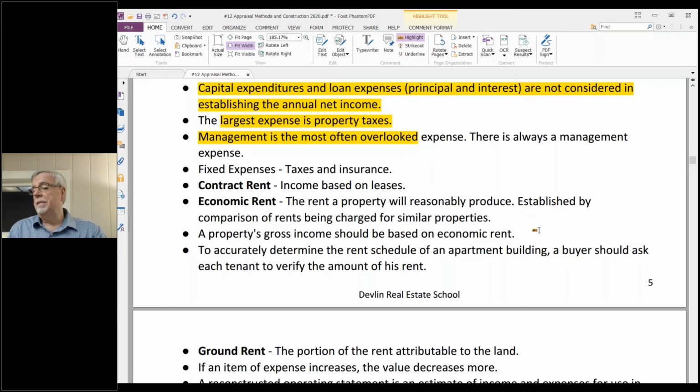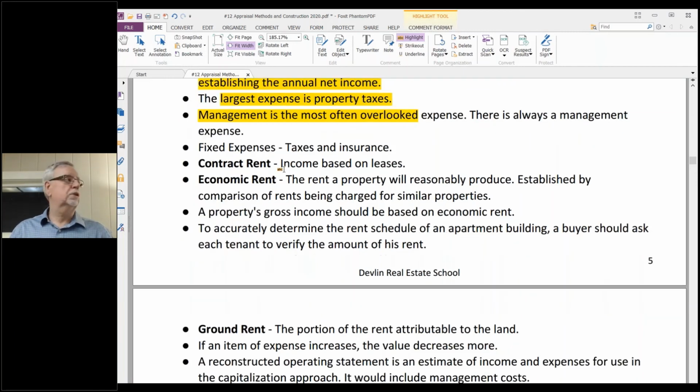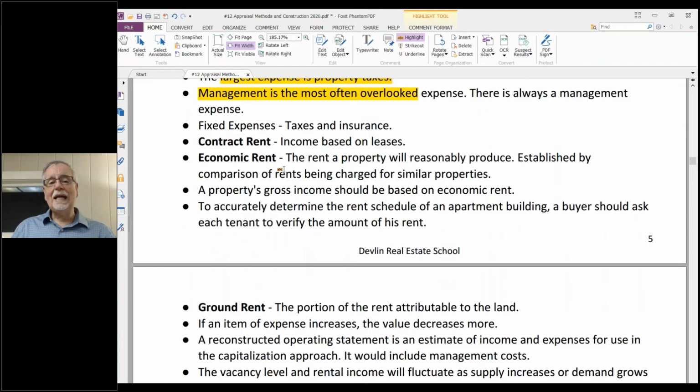Because I might be able to get a job and do something with my time. My time is worth something, right? If I had to hire somebody, what would I have to pay them? That's really the management expense. Fixed expenses are taxes and insurance. I already covered that. Economic versus contract rent.